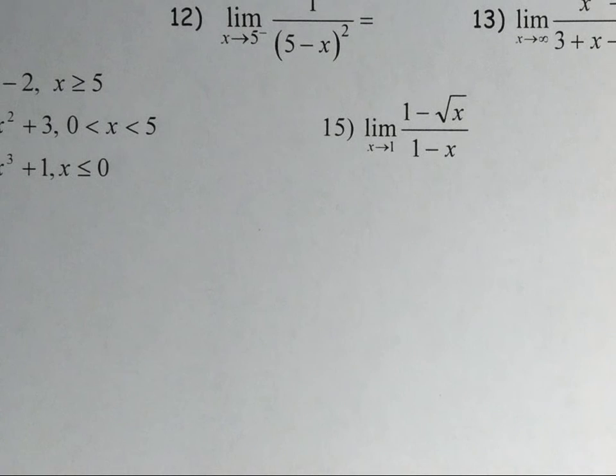I take 1. I plug it in. What's 1 minus 1? 0. So my denominator is undefined. Do I have a problem there? I want to try one of my toolkit strategies. Which one would I use here? Rationalizing the... So I'm going to rationalize the numerator.